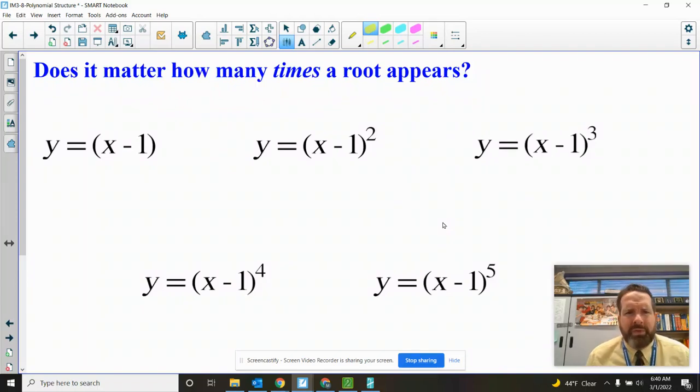So the question here: does it matter how many times a root appears? Well, the answer is going to be yes. So I guess really what we're going to be investigating is how does it matter? So take a look at these 5 different examples.